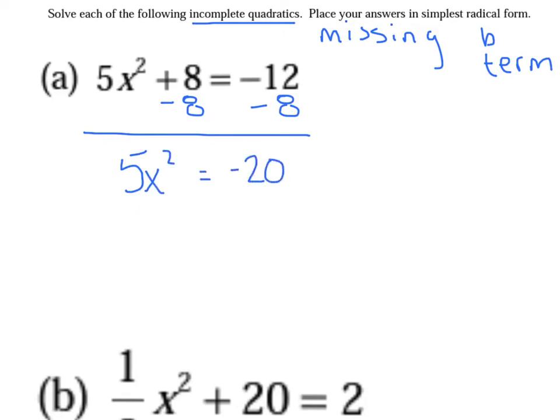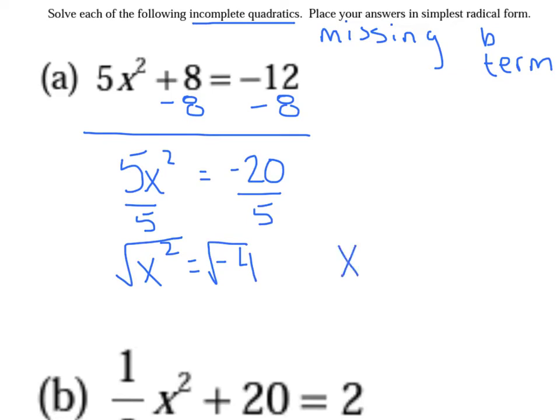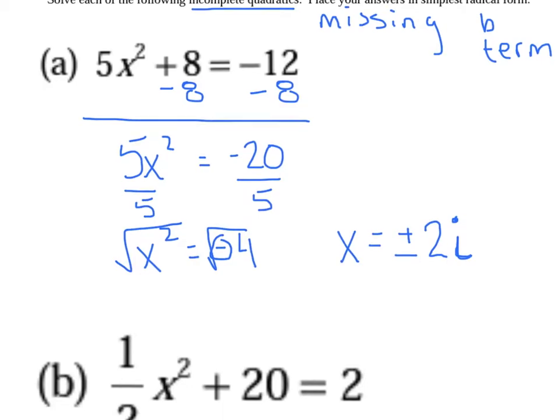I'm going to divide both sides by 5 because I'm trying to isolate the x squared. And that's going to give me x squared equals negative 4. And then if I do take the square root of both sides now, I'm going to get x equals plus or minus 2i. Again, by definition, as soon as you see that negative, you're going to have an i in your answer. So plus or minus 2i is my answer to that quadratic.